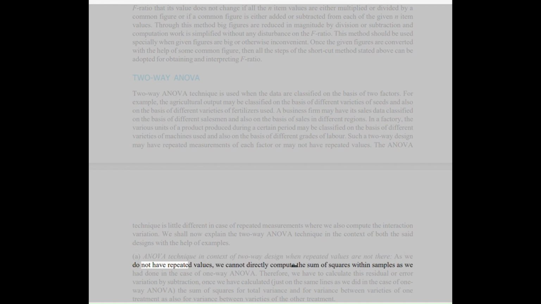As we do not have repeated values, we cannot directly compute the sum of squares within samples as we had done in the case of one-way ANOVA. Therefore, we have to calculate this residual or error variation by subtraction. Once we have calculated, just on the same lines as we did in the case of one-way ANOVA, the sum of squares for total variance and for variance between varieties of one treatment as also for variance between varieties of the other treatment. The various steps involved are as follows.